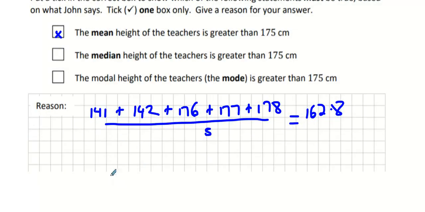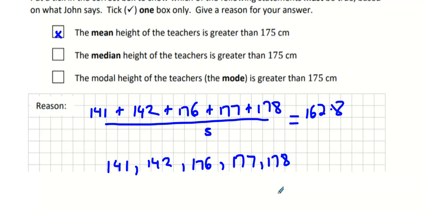Is the median greater than 175? Let's find out. 141, 142, 176, 177 and 178. Okay, what we could say here is that the median has to be greater than 175. So the median would be 176. So yes, the median has to be greater than 175.